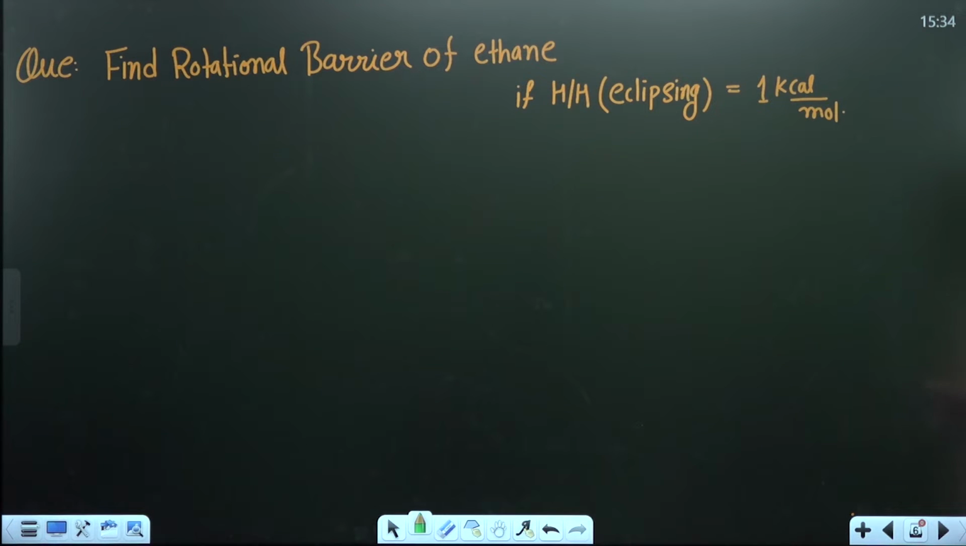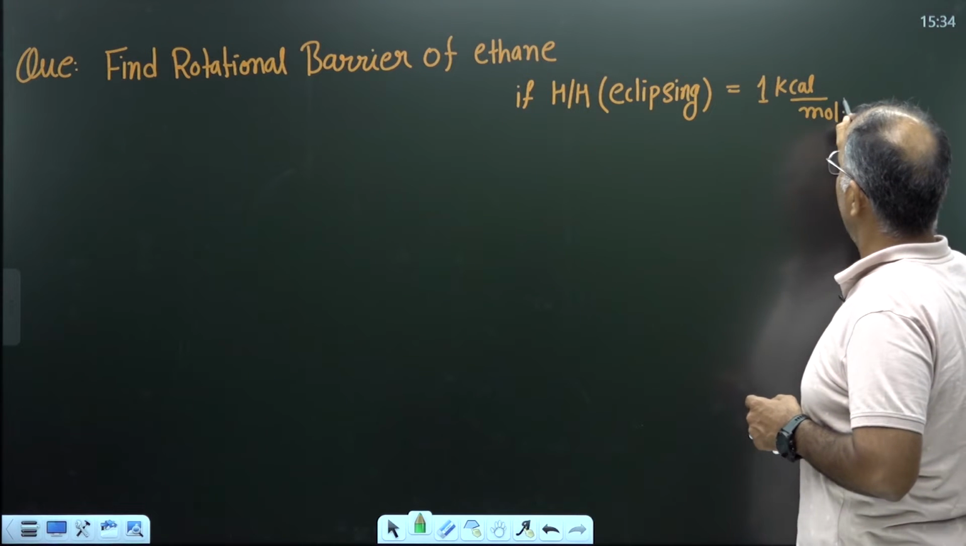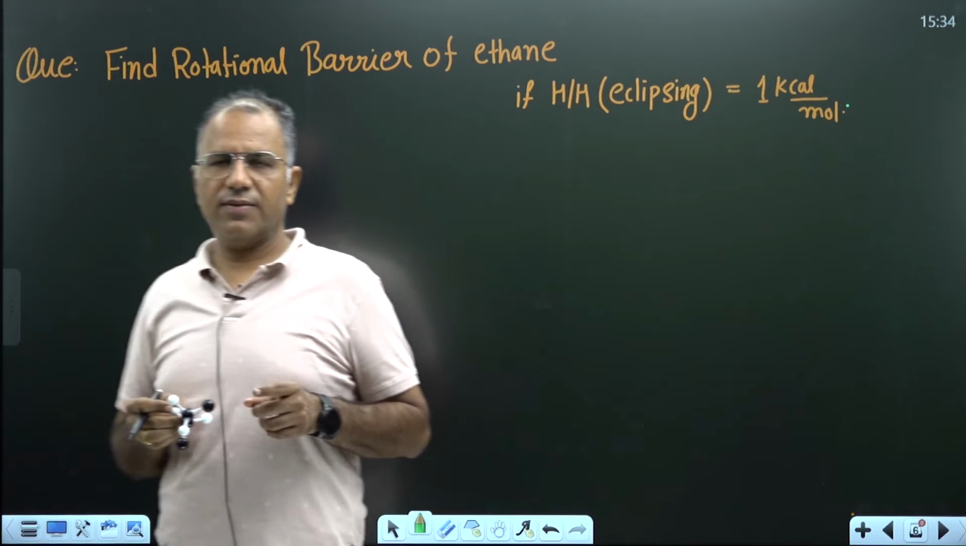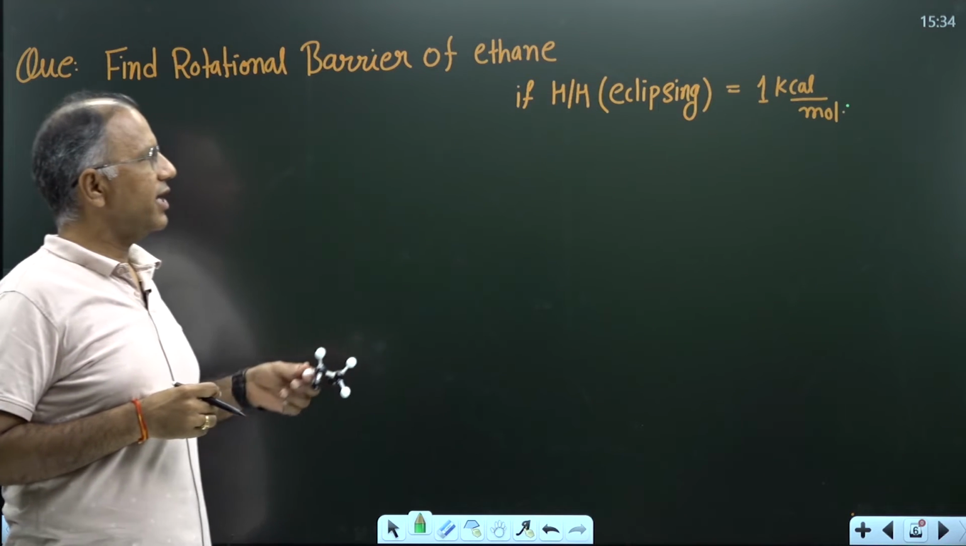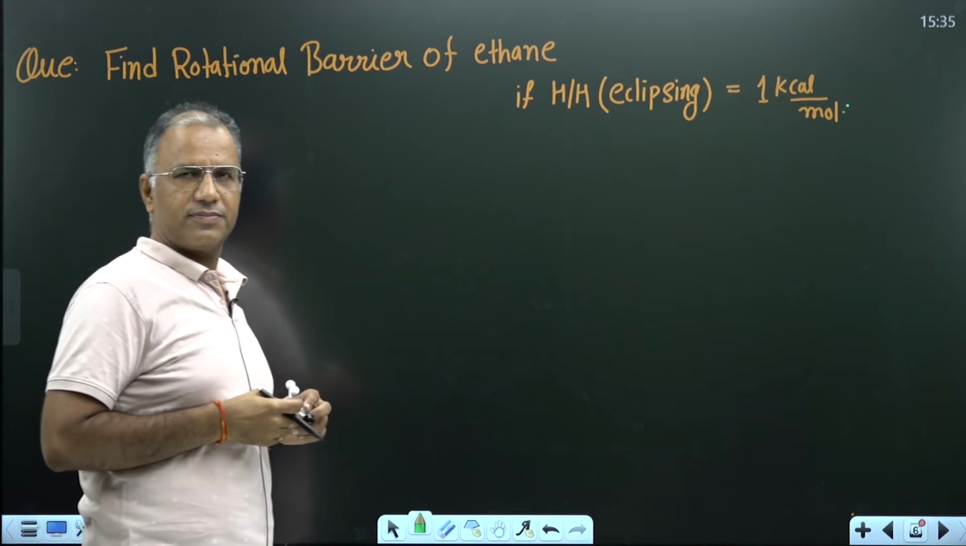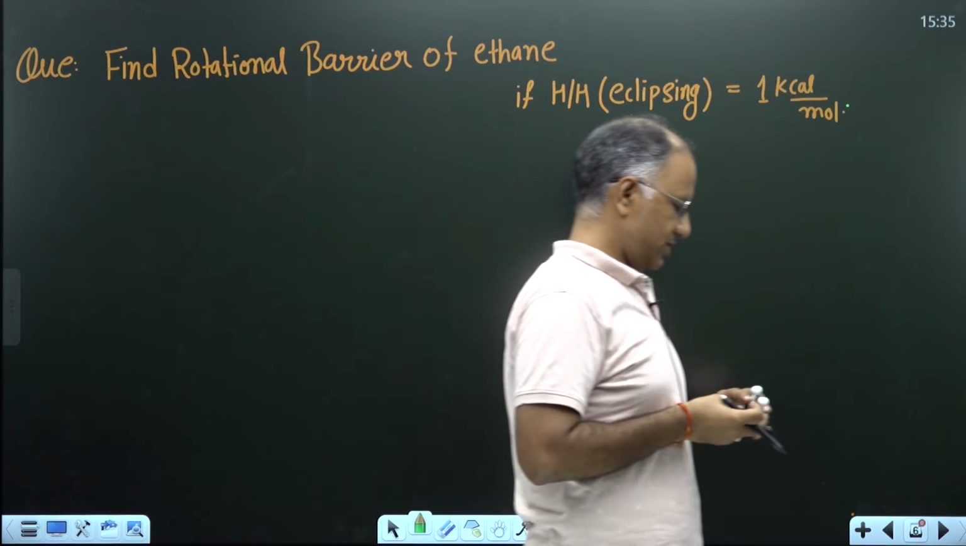Now you have to find the rotational barrier of ethane, and the HH eclipsing energy is 1 kilocalorie per mole. Find the rotational barrier of ethane, and the data given is hydrogen eclipsing is 1 kilocalorie per mole. What is your answer?